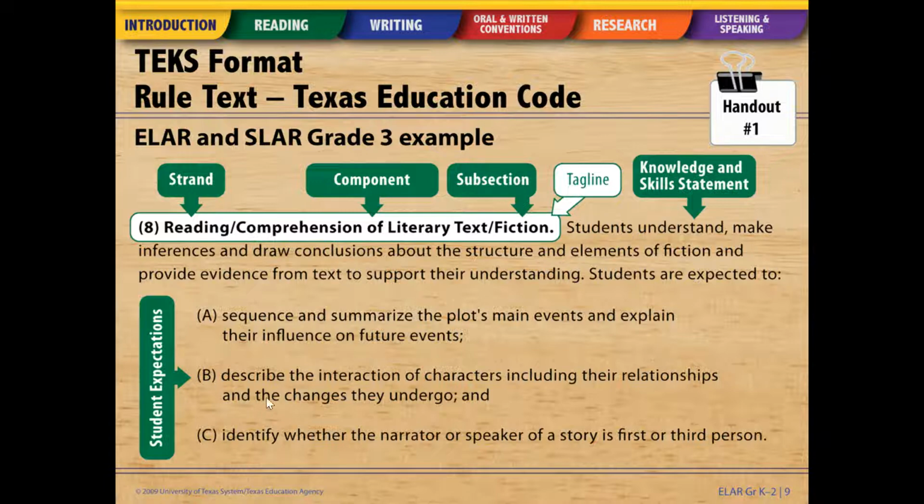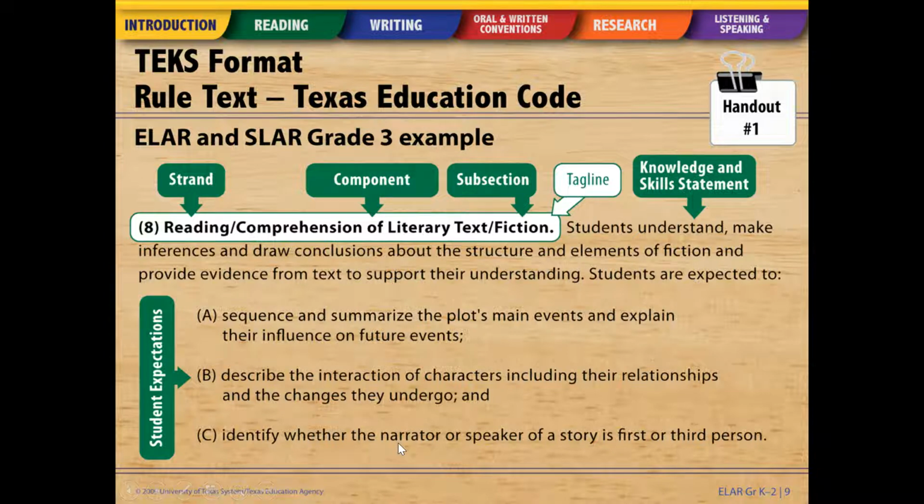The student expectations become what the students are tested on later. So the STAR test is going to offer them a piece of text that they have to read, and then they have to answer questions about what they've read. There may be questions about plot, and they want the student to pick the best answer with the best summary of the plot of the story they've just read. Or they may ask on the STAR test a question about a character and that character's motivations throughout the story. That would hit our student expectation B.